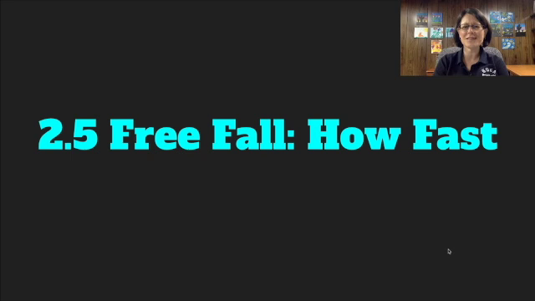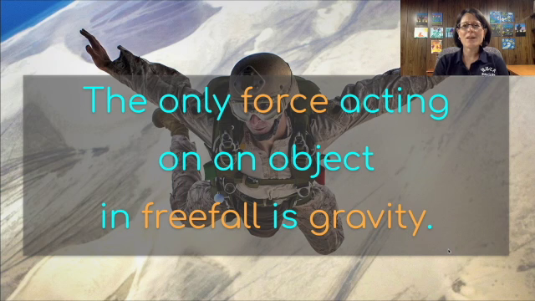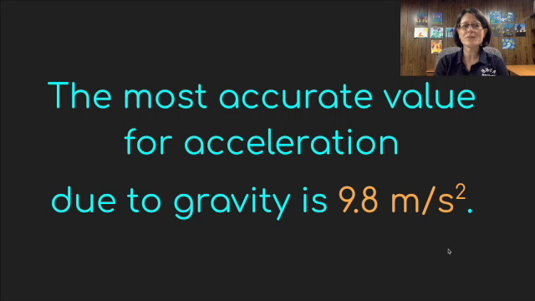how fast something is moving. We have to remember that the only force acting on an object in free fall is gravity. We will learn when we talk about forces that in order to accelerate an object, a force must act on it. In this case, the force is gravity causing objects to accelerate when they are dropped. The most accurate value for acceleration due to gravity is 9.8 meters per second squared, and I'm sure you've heard that value before and have used it before.